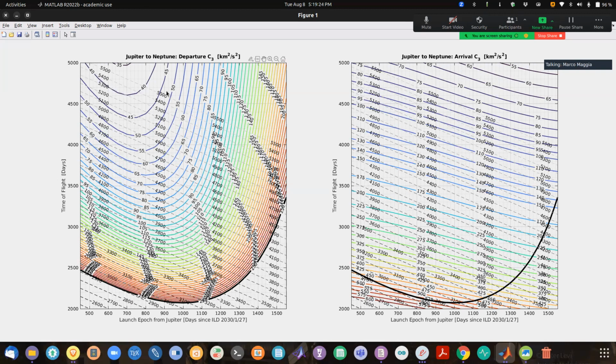Now, my suggestion is that you keep this plot here or take a screenshot of the left-hand side of the plot so that we can compare the C3s. So let me just show you how to find a feasible solution, just one feasible solution, at least in terms of transfer between Earth and Neptune. That would satisfy the requirement of the initial C3 below 130 and the total time of flight. Then the other requirements, well, you'll have to check them.